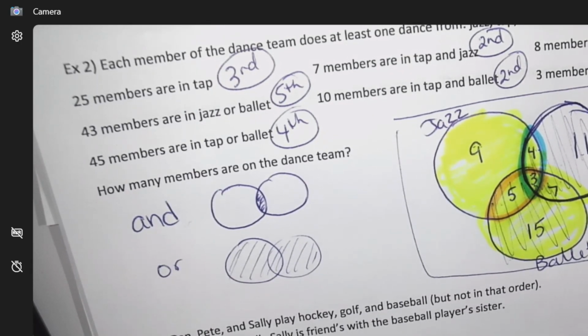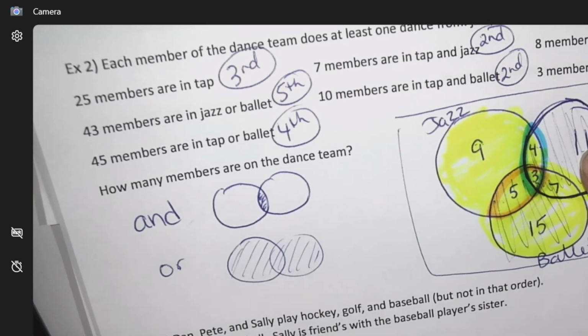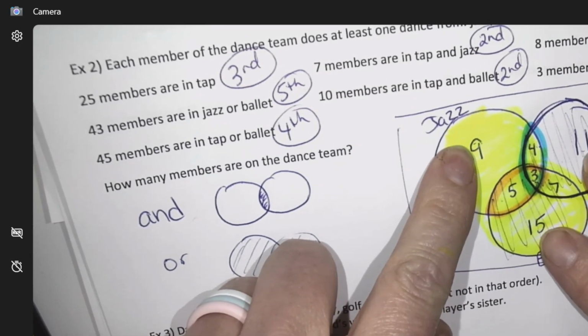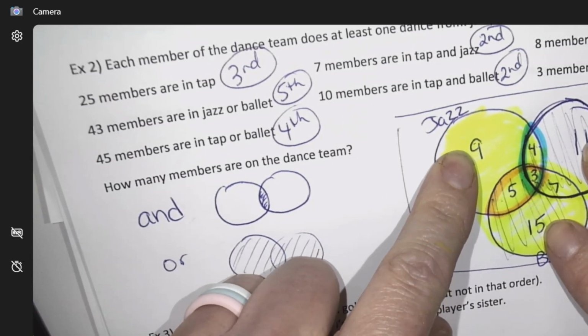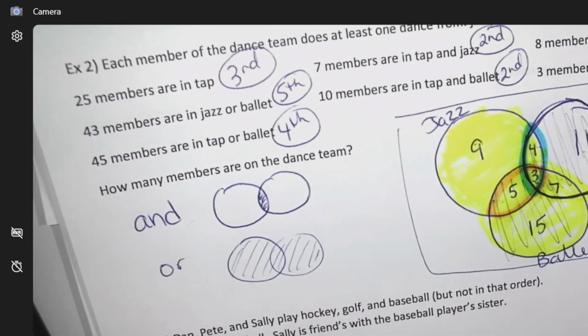Okay, what if I had asked you like this question? How many people in this dance academy take only one type of dance? So what would you look for if I said that? These people are only in one type of dance. You would add up just these numbers, 11 and 9 and 15. So an answer to that would have been 35.